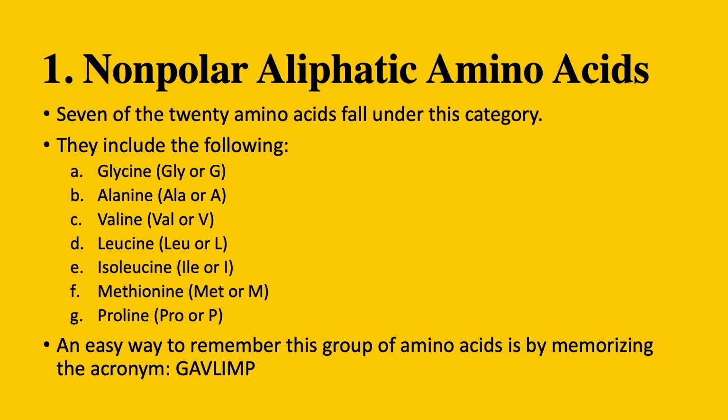As I mentioned before, you really need to know the 1-letter and the 3-letter abbreviations. An easy way to remember this group is by memorizing the acronym GAVLI-MP. This is what helped me to memorize these for my exam. However, if you want to make your own acronym, I encourage that fully. At the end of this video, I have highlighted some helpful tips that may be useful when you're generating these acronyms, or it could even be a phrase. Let's look at the structure for these 7 amino acids.